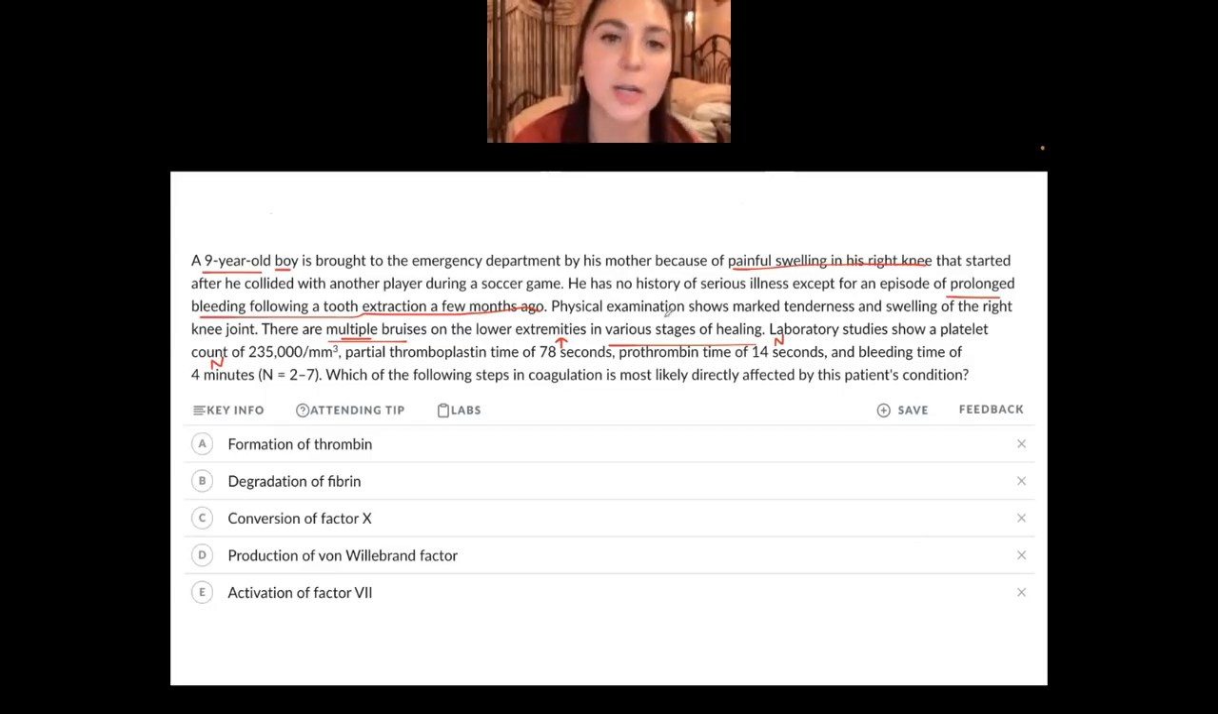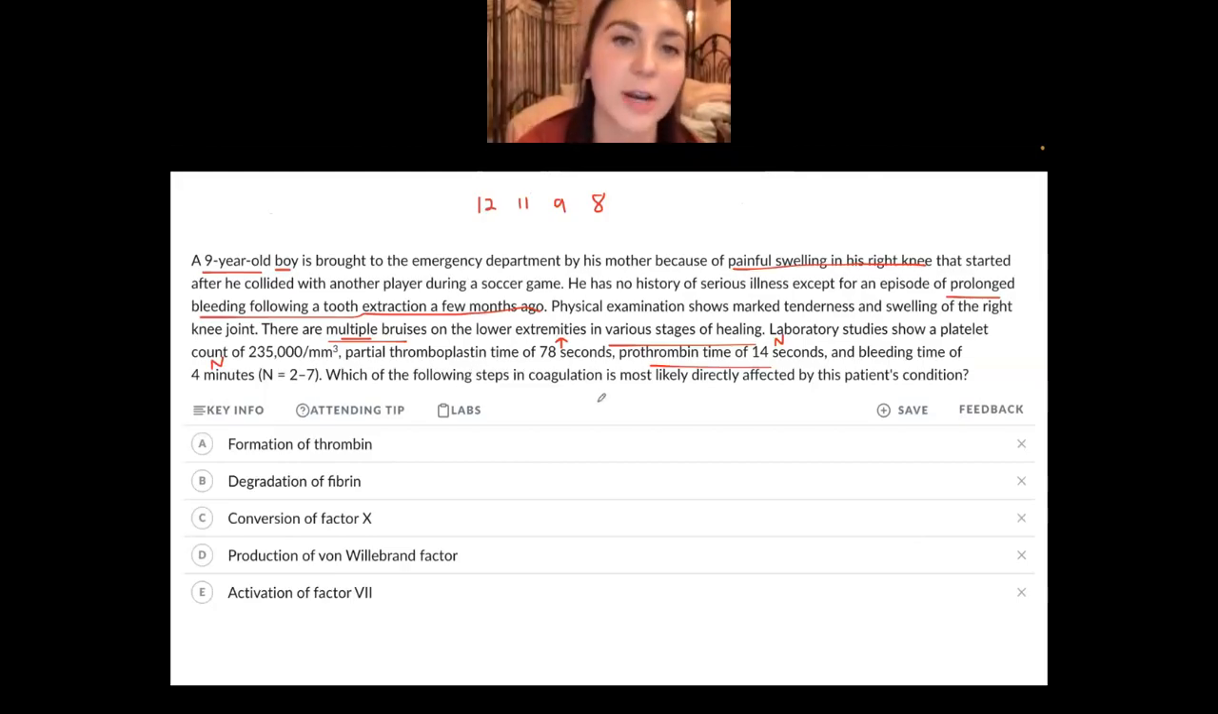So this is an intrinsic pathway disorder. The common pathway is fine because your prothrombin time is good. So with the PTT being prolonged, this is either going to be factor 12, 11, 9, or 8. That's how I got to this point.